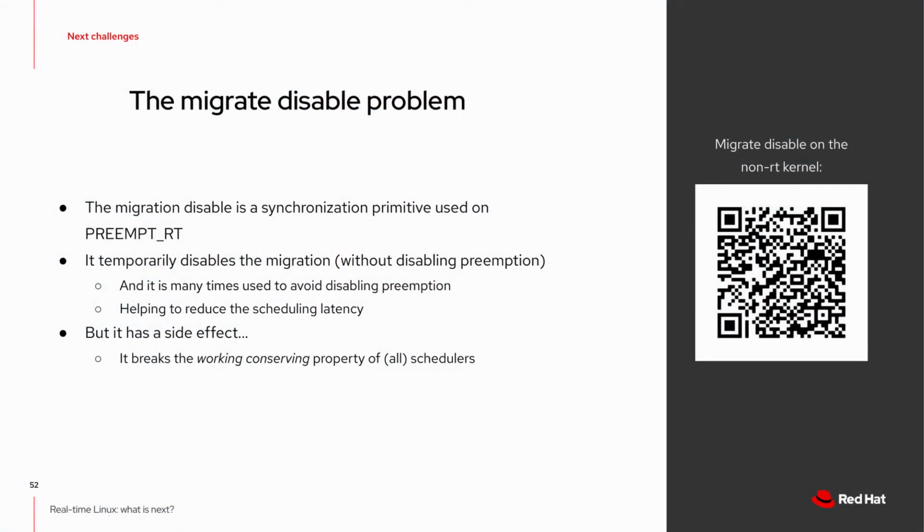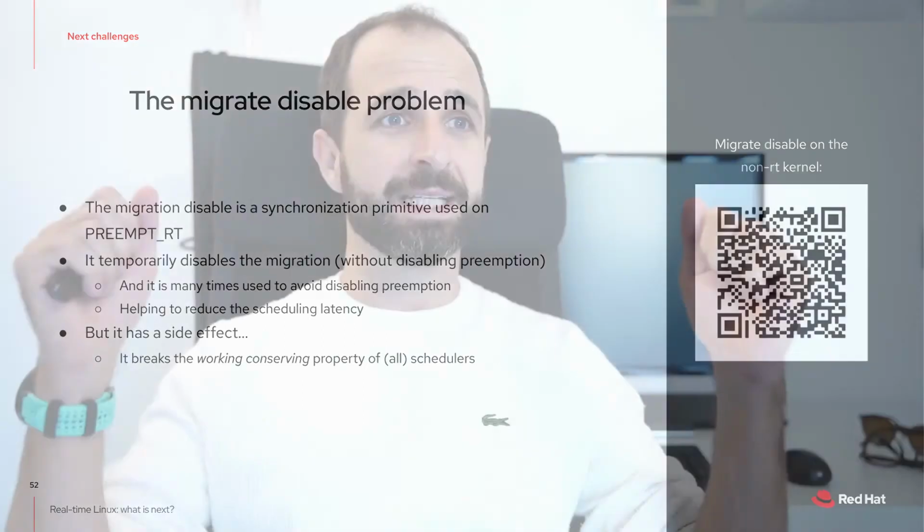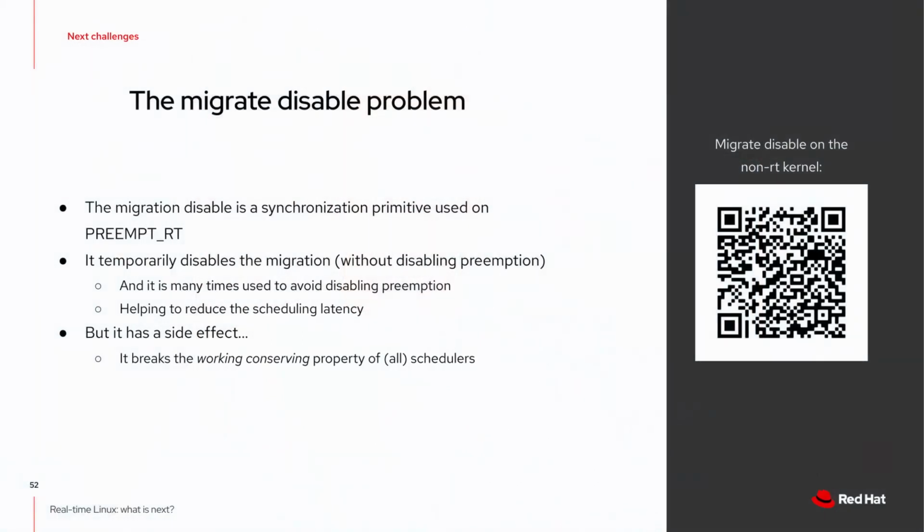In the PREEMPT_RT, we have the migrate disable synchronization primitive, which is used mainly to replace the preempt disable in the case in which the preempt disable was used to hold a thread into a given processor to force a synchronization, right? So in many cases, when the thread doesn't actually need to have the preempt disable, but instead just doesn't want to be migrated, the migrate disable is used on the PREEMPT_RT because by not using preempt disable, you can reduce the scheduling latency, which is the metric that the PREEMPT_RT tries to minimize. So that's why it's good.